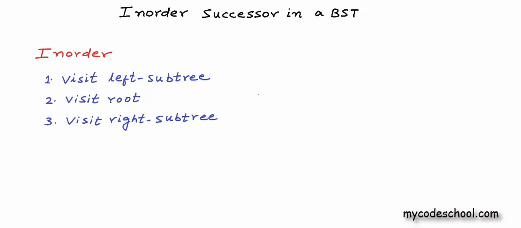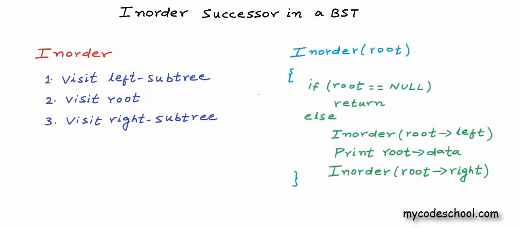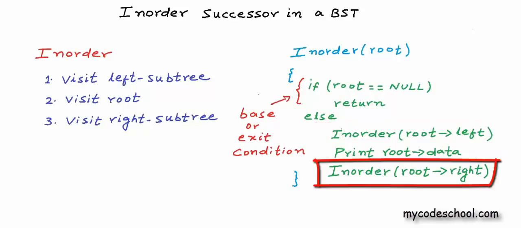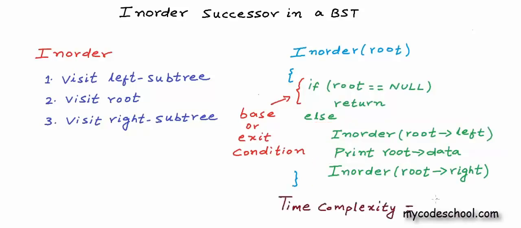In-order implementation will basically be a recursive function, something like what I'm showing right here. There are two recursive calls in this function, one to visit the left subtree and another to visit the right subtree. Time complexity of in-order traversal is O(n), where n is the number of nodes in the tree. We visit each node exactly once, so time taken is proportional to the number of nodes in the tree.